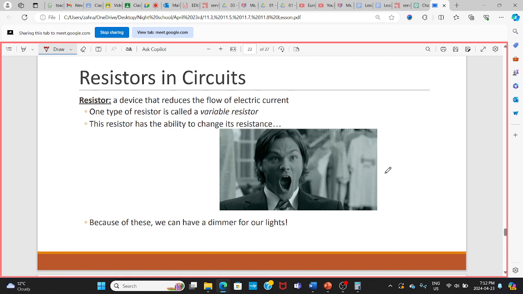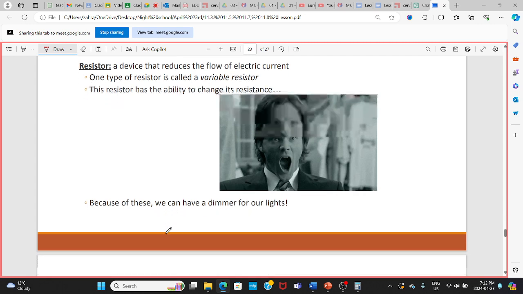Resistors in circuits. A resistor is a device that reduces the flow of electric current. Any device you connect with wires that the electric charge passes through is a kind of resistance. We have different types of resistor. If you can change the resistance, it's a variable resistor. Some lights you can use with a dimmer. You can change the resistor, right? And just change the brightness of the lights.